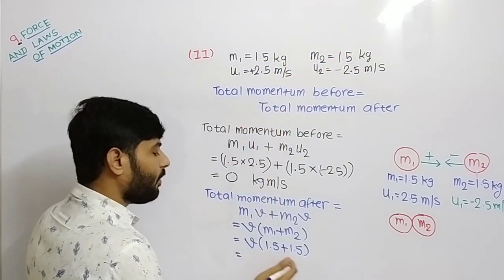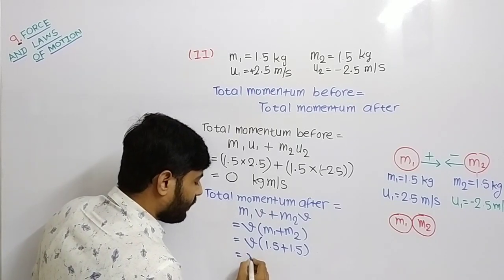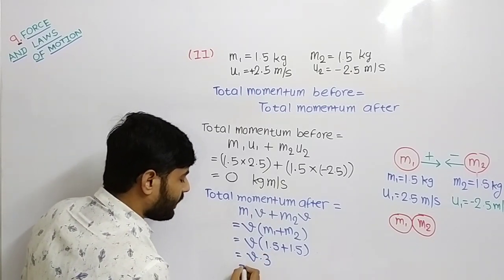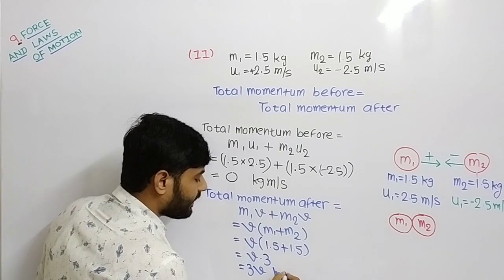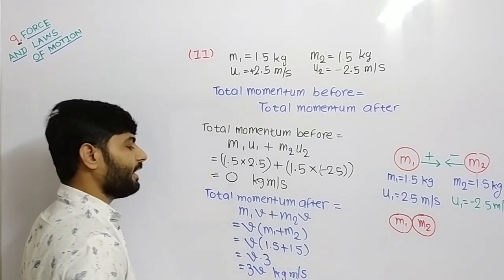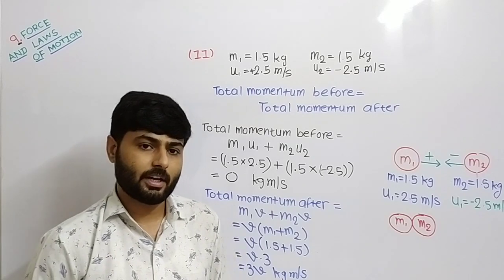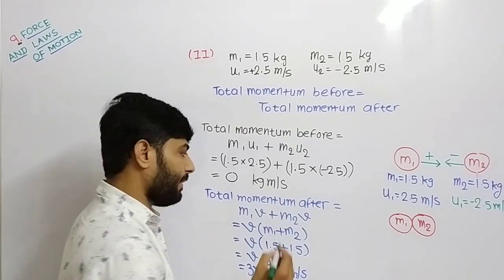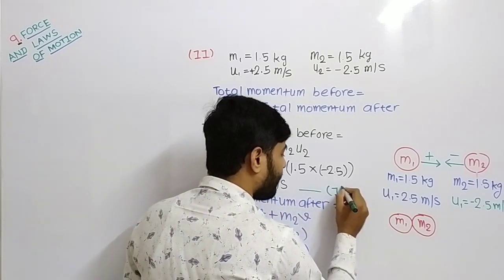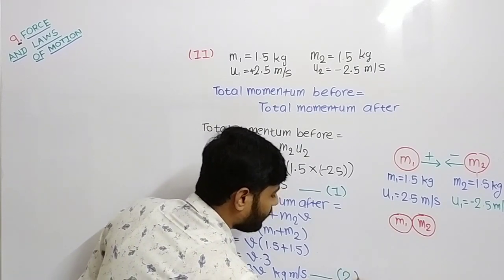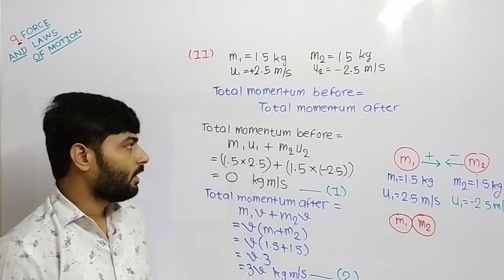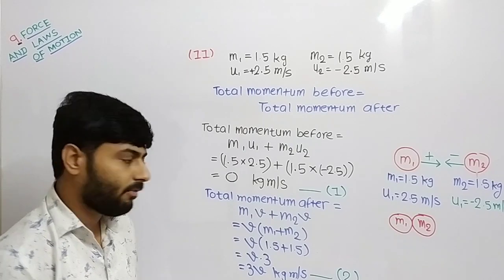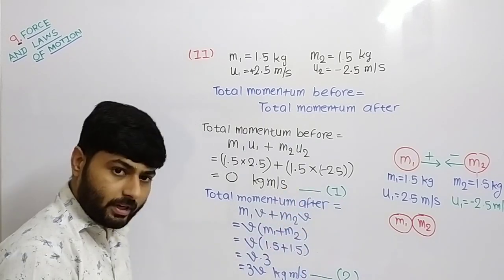So we have total momentum before is equal to v times 1.5 plus 1.5, that is 3. So we have 3v kg meter per second as momentum after collision. By the law of conservation of momentum, result number 1 will be equal to result number 2. Why? Because total momentum before is equal to total momentum after. So I compare both result 1 and 2.